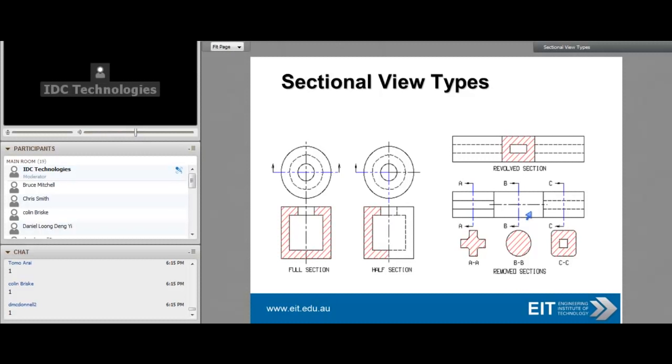What do you think this could be? What section do you think this could be? Just looking at this drawing, what type of section do you think that could be? Those two lines there, what could they represent? Well, we see it's round, but what other section could it be? Stefan, it wouldn't be a scallop.